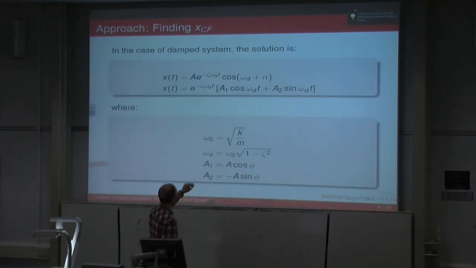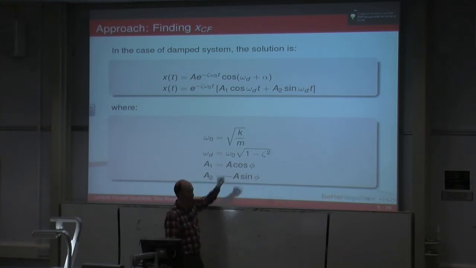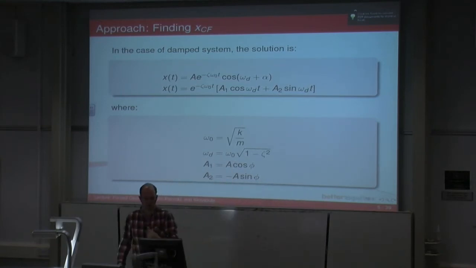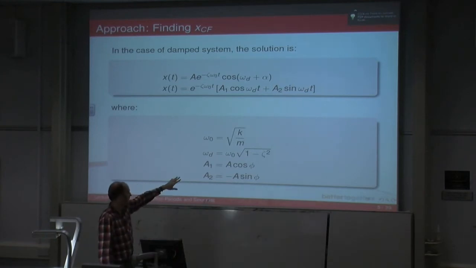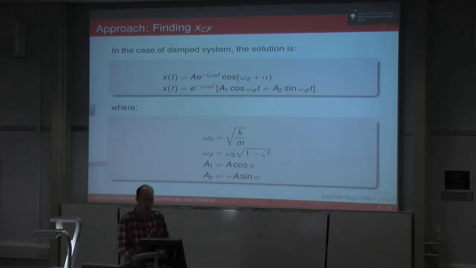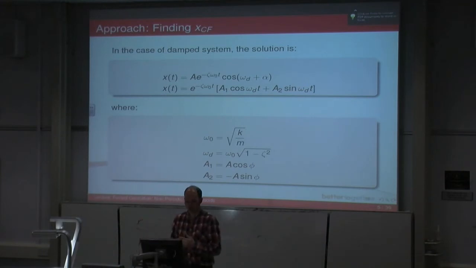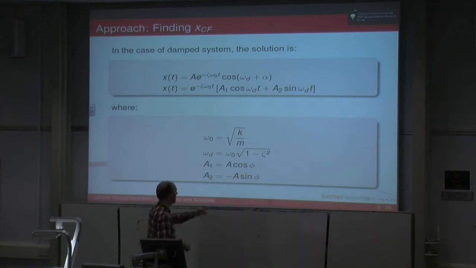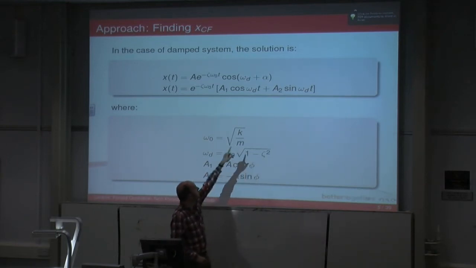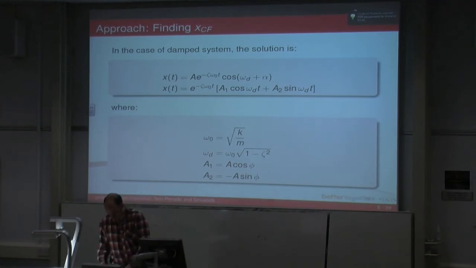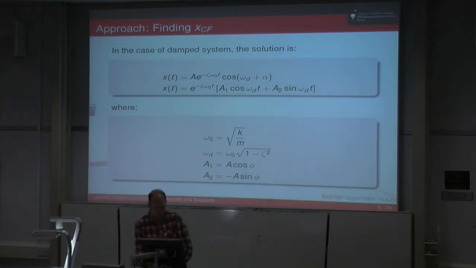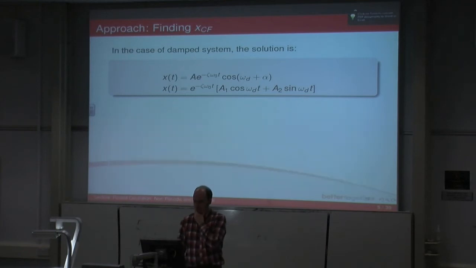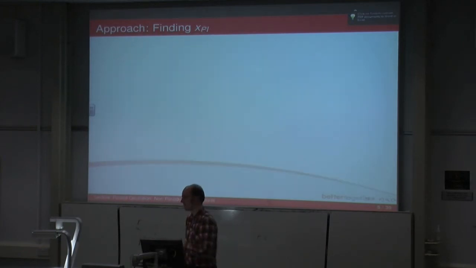Okay? Here, omega naught is the same thing, root k upon m. Omega d, the damped angular frequency, is omega naught times the square root of 1 minus zeta squared. And then you have the same terms for A1 and A2, A cosine phi and minus A sine phi. In fact, sorry, these again should be alpha, because that's the alpha term up there. So that's XCF for both of those damped and undamped systems.